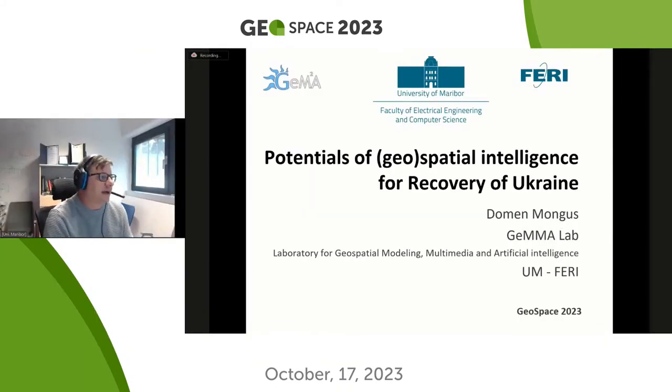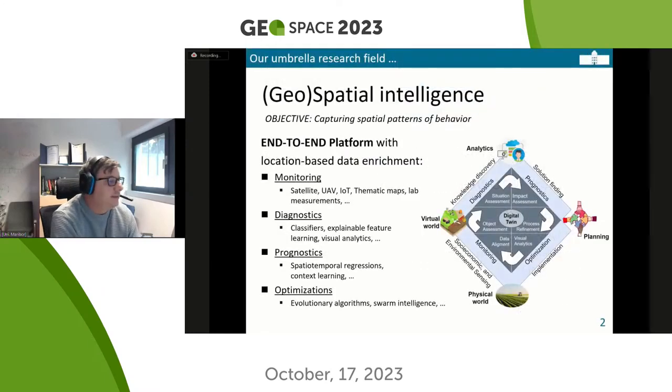My name is Domen Mongus, and I will talk today about something that we call geospatial intelligence. In general, what we mean by geospatial intelligence is that we are dealing with systems that capture the spatial behavior or spatial patterns of the behavior. Essentially, we design systems that are composed of four key layers. These are the monitoring layer, the diagnostics layer, and the prognostic and optimization layer.